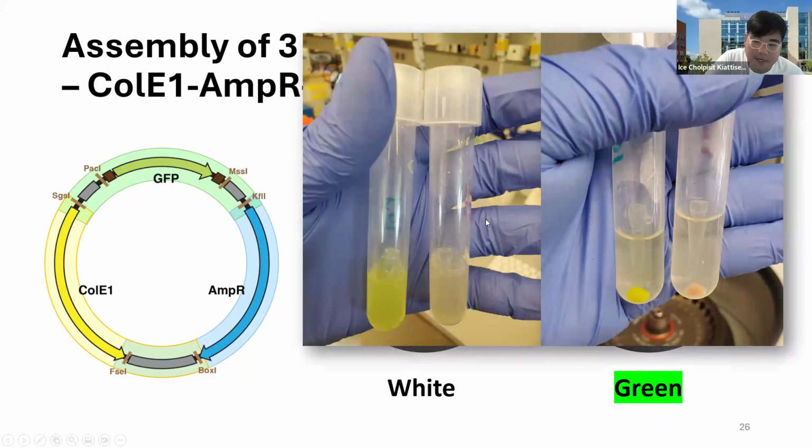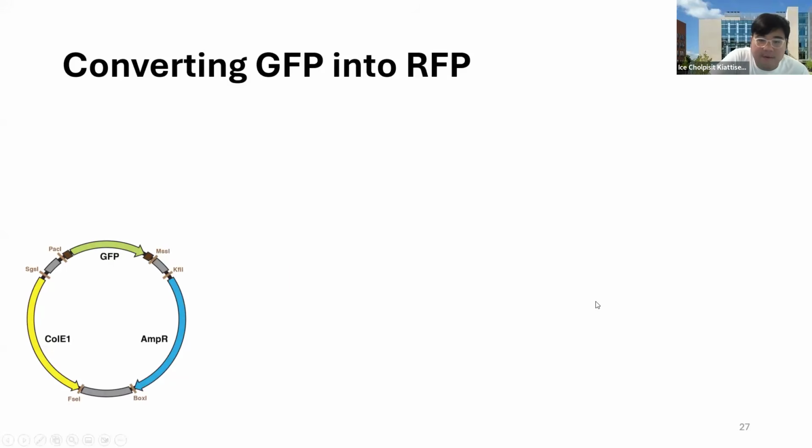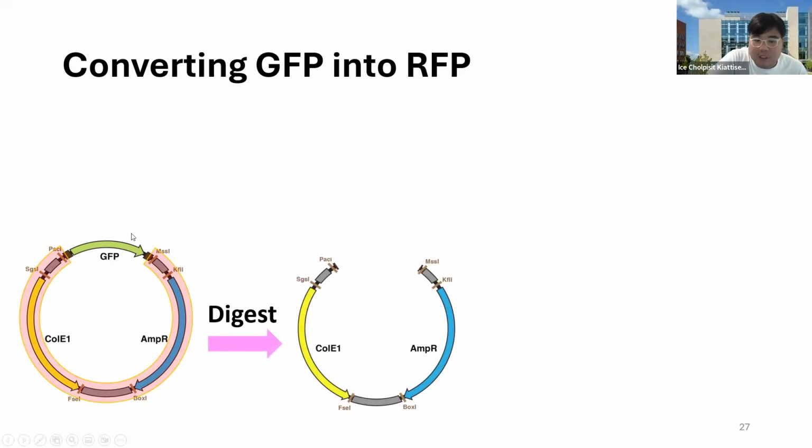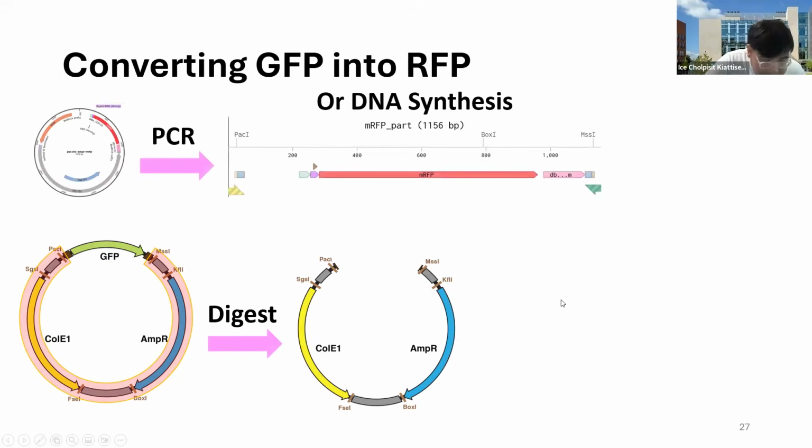And when you grow them in the liquid culture, they should look like this. If you have GFP, it should be kind of green, yellowish green. If they have nothing, they will look like this. All right. What if we want to convert one protein to the other? Let's say we want to convert the GFP part right here to another protein, another enzyme of interest. Let's choose RFP because the color is so different.